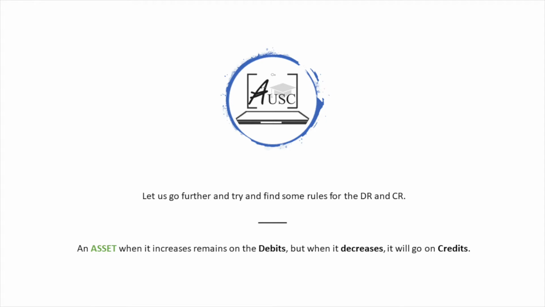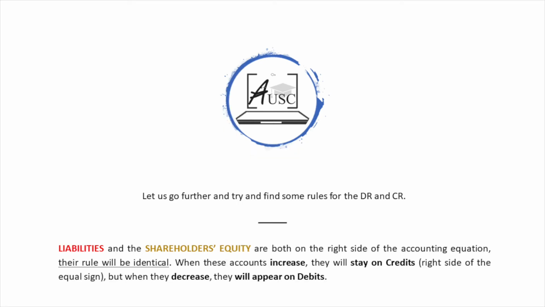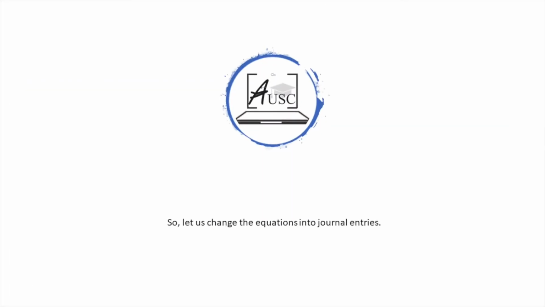An asset, when it increases, remains on the debits, but when it decreases, it will go on credits. Because liabilities and shareholders' equity are both on the right side of the accounting equation, their rule will be identical. When these accounts increase, they will stay on credits, right side of the equal sign, but when they decrease, they will appear on debits. So let's change the equation into journal entries.